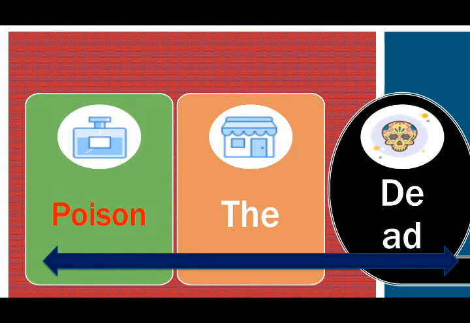This is an example of a bad one. The color is all over the place, it doesn't use high contrast. The words don't really mean anything. The arrows don't really explain. Poison the D-A-D, poison the dead. What do you mean by it? There is no uniform style in the pictures that are used.